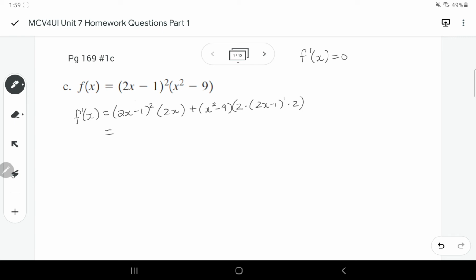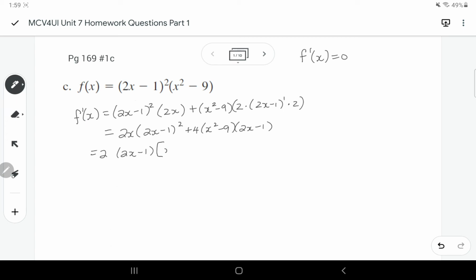So cleaning this up a little bit, I have 2x times (2x minus 1) squared, plus 4 times (x squared minus 9) times (2x minus 1). This might actually save me from having to factor a cubic or a bigger polynomial in my derivative versus if I had FOILed this out. So I'm going to factor out 2x minus 1. I'm actually going to factor out a factor of 2 as well.